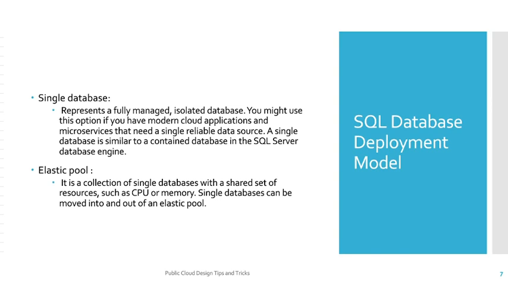Now, SQL Database deployment models. In SQL Database, you will find two deployment models. One is the single database deployment model, and the other is elastic pool. The single database deployment model represents a fully managed, isolated database. You might use this option if you have modern cloud applications and microservices that need a single data source. A single database is similar to a contained database in the SQL Server database engine. So if you have a microservice approach and you want to rely on a single database source, in that case, you can use the single database model.